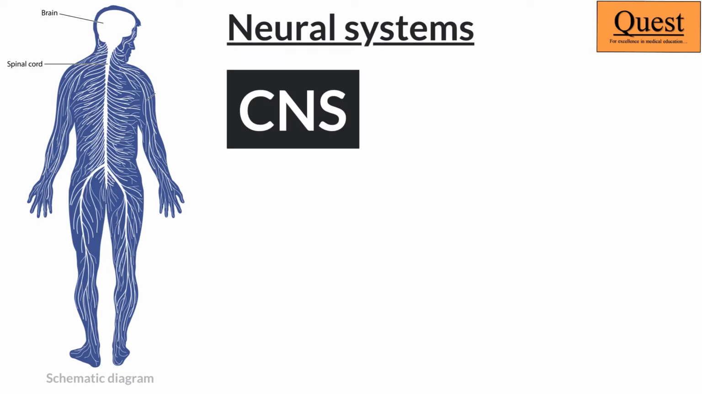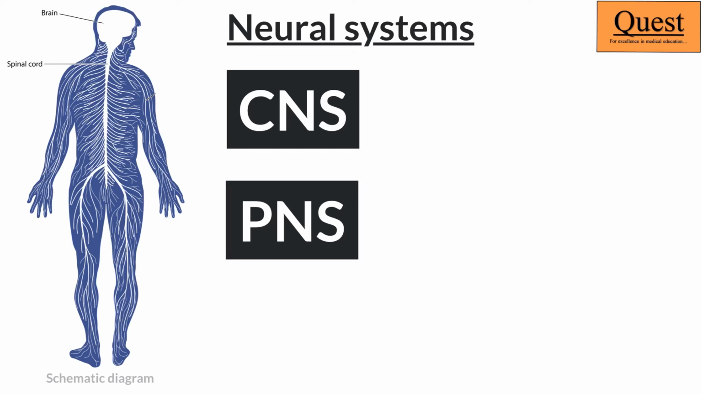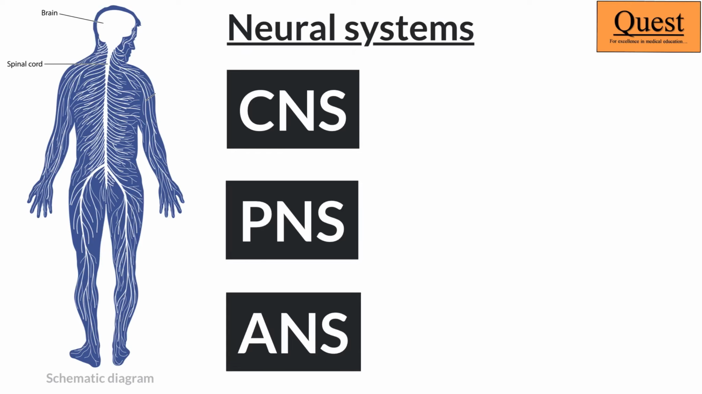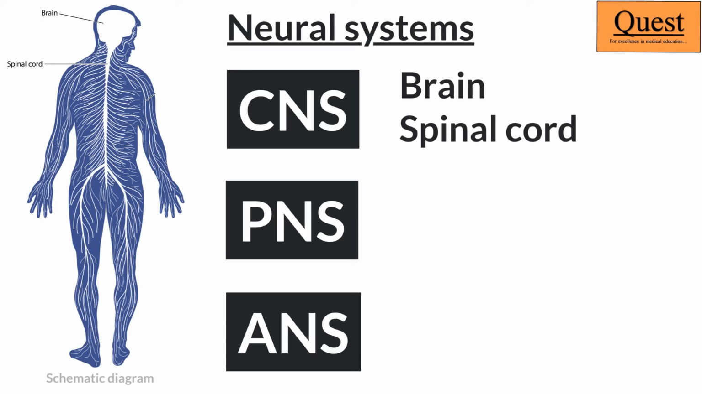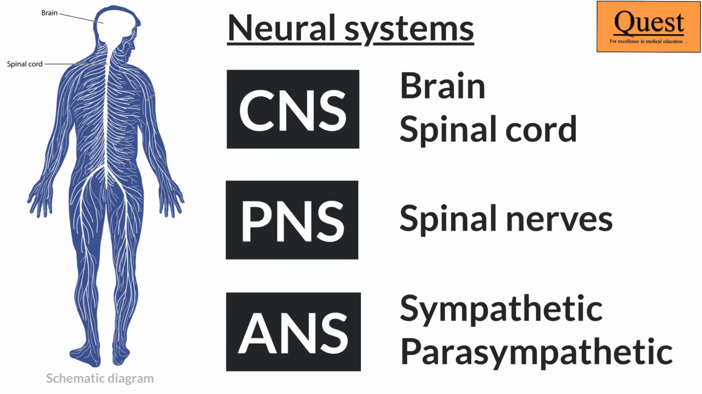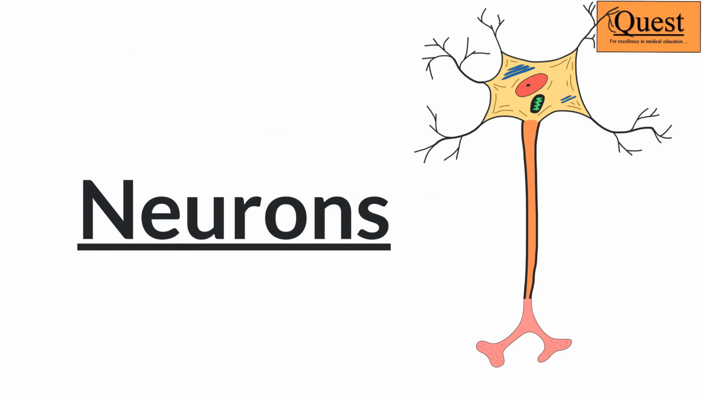For the sake of studying neuroanatomy, we can divide the neural apparatus into three interdependent systems: the central nervous system, the peripheral nervous system, and the autonomic nervous system. CNS includes brain and spinal cord. PNS includes spinal nerves and their branches, while the autonomic nervous system is made up of two systems, the sympathetic and the parasympathetic system. Neurons are the fundamental cells in all of these neural systems.